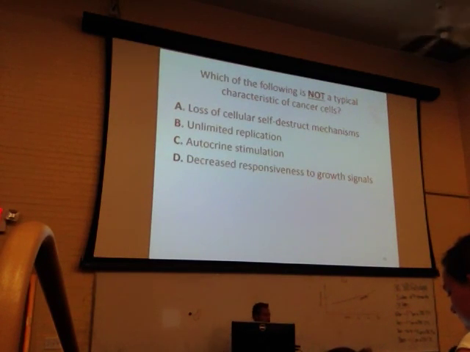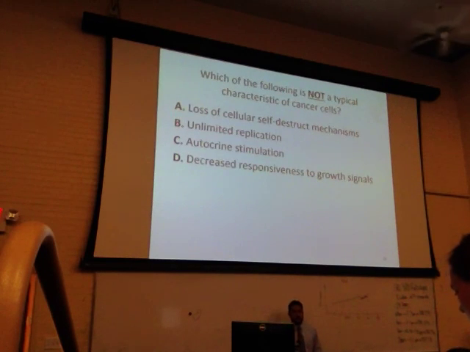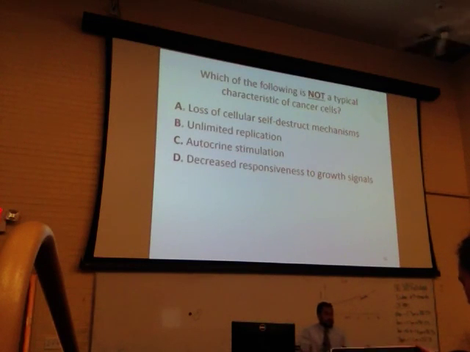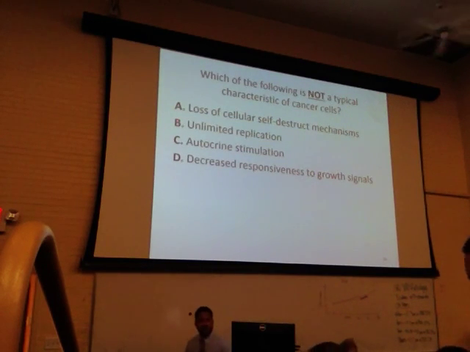So which of the following is not a typical characteristic of cancer cells? Loss of cellular destruct mechanisms, unlimited replication, autocrine stimulation, or decreased responsiveness to growth signals. D, they have an increased response to growth signals, right? Not a decrease. Okay.